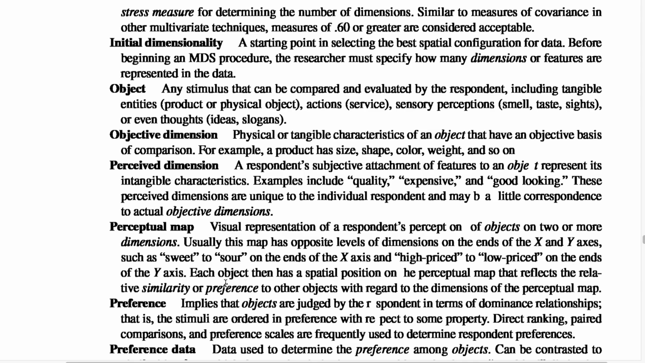Objective dimensions. Physical or tangible characteristics of the objects that have an objective basis of comparison. For example, a product has size, shape, color, weight, and so on. Perceived dimensions. A respondent's subjective attachment of features to an object, representing its tangible characteristics. Examples include quality, expensive, and good looking. These perceived dimensions are unique to the individual respondent and may have little correspondence to actual objective dimensions.